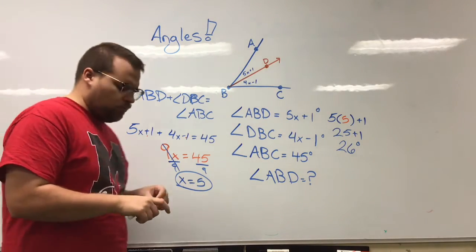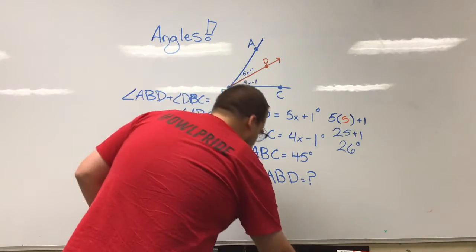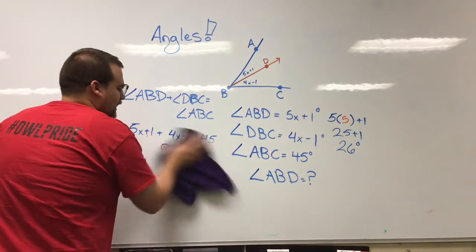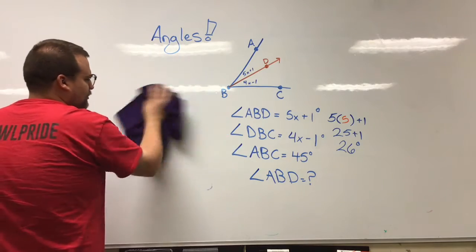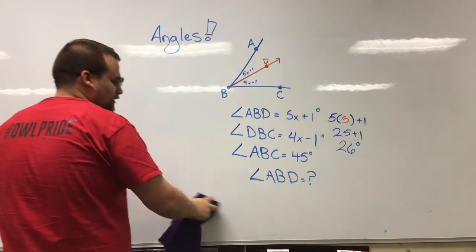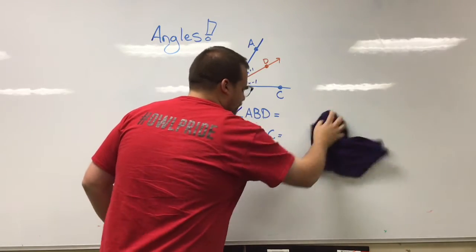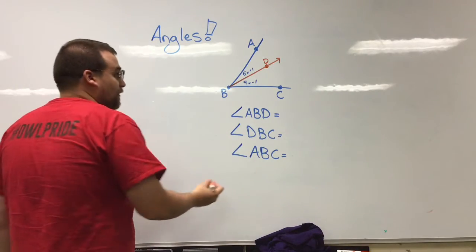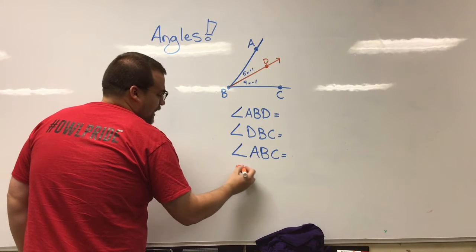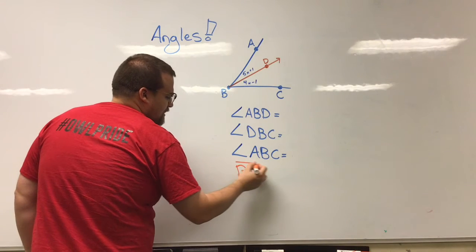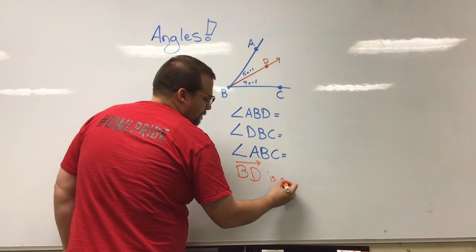So we're going to do one more example in this video, but I'm going to have a slight change, a slight additional statement here. I'm going to include the statement that the ray BD is a bisector.